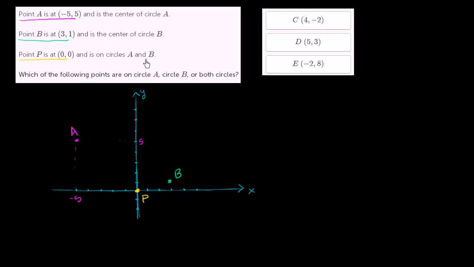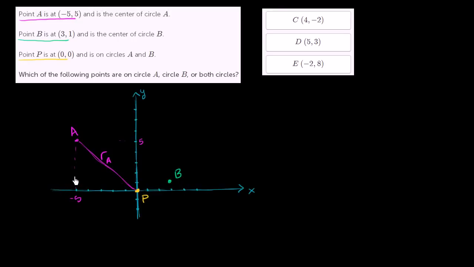Well, that's a big piece of information because that tells us if this is on both circles, then that means that this is B's radius away from the point B, from the center, and this tells us that it is circle A's radius away from its center, which is at point A. So let's figure out what those radii actually are. And so we can imagine, let me draw the radius for circle A. We now know, since P sits on it, that this could be considered the radius for circle A.